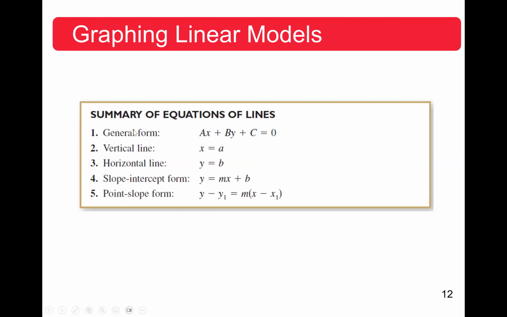Now, this is the summary of the equations of a line. We can have the general form, which is ax plus by plus c equal to 0, or the vertical line, x equal to a. A horizontal line means y equal to b. Then we saw the slope-intercept form, which is y equal to mx plus b, or the point-slope form. Now, that will be our next category.